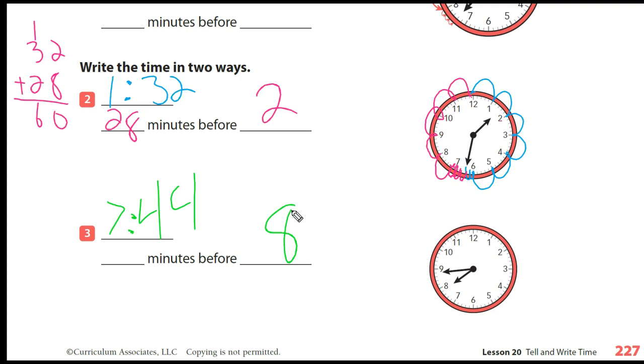Well, let's go backwards. I have 5, 10, 15, plus one more. One mark. 15, 16. I counted by fives first, and then I counted by ones. And I only had to move one mark. So it's 16 minutes before 8 o'clock. And if I add 44 plus 16, that's actually 60.